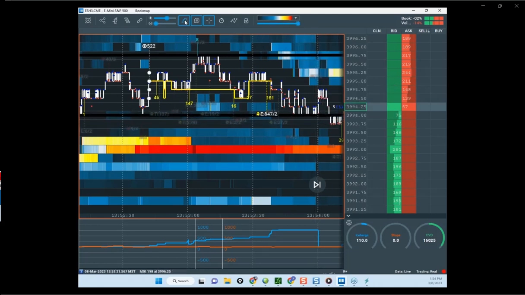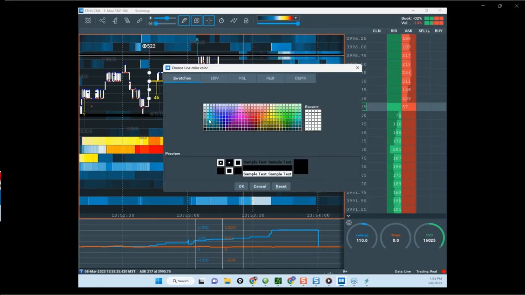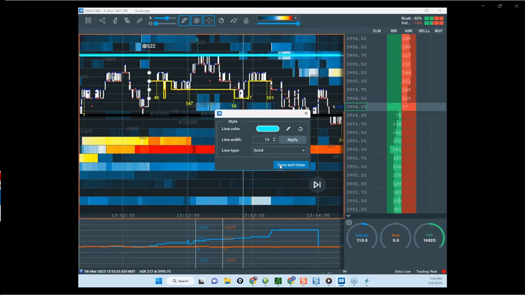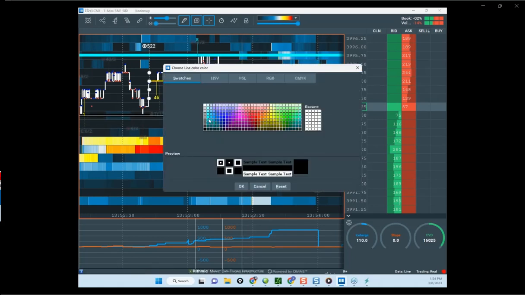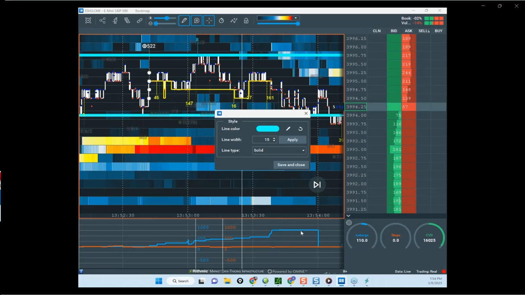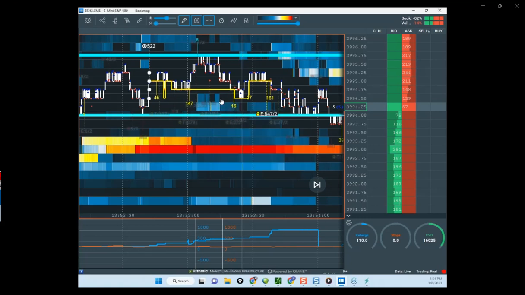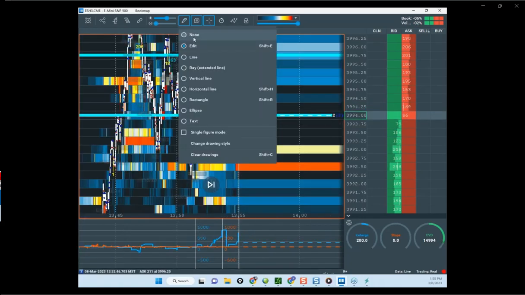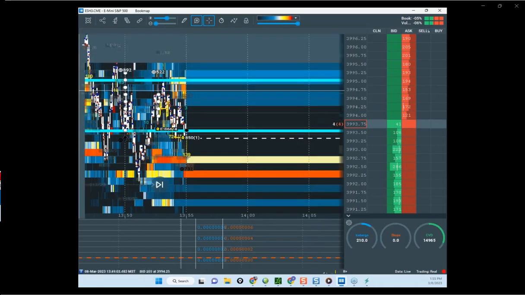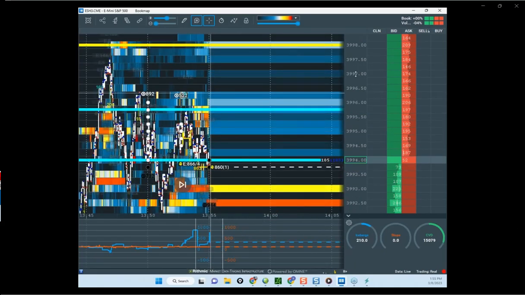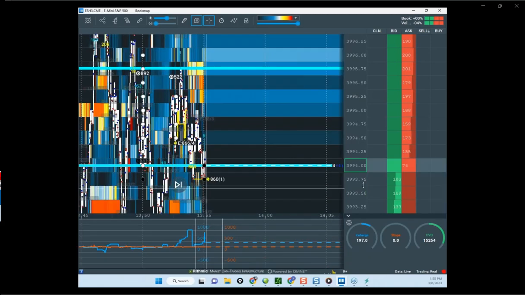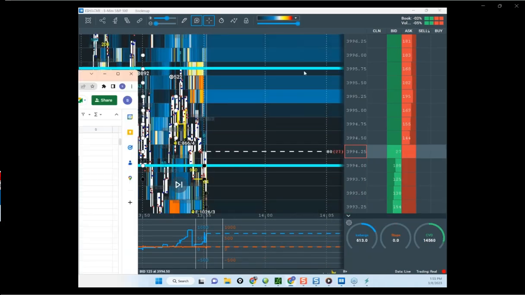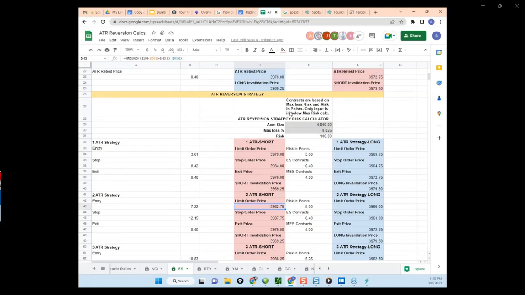So that's that. Then I try to color them to be consistent and know what they are. Bias is blue, or I think someone put cyan. I don't know what color cyan is. I'm colorblind, by the way. So it looks blue to me. It looks light blue. And I'm trying to mimic what it looks like on the subchart, right? There you go. Now I go to my spreadsheet. What are the prices of that zone? 3995.75 is the top. 3994 is the bottom. Then I plug those prices in the spreadsheet.